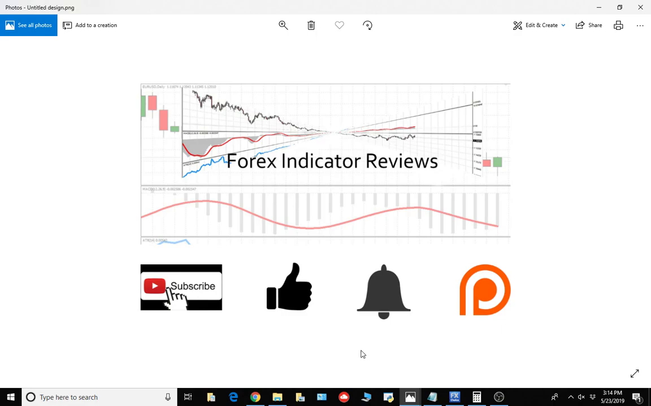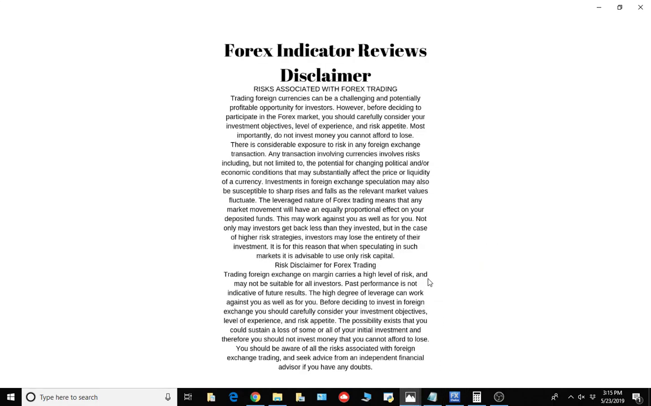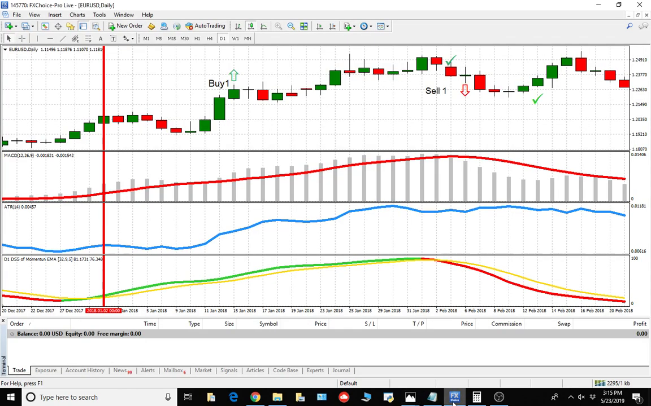Got us a new indicator to take a look at today, and let's go ahead and move forward and take a look at it. Here's the quick disclaimer about the risk of trading, and let's go ahead and move forward.